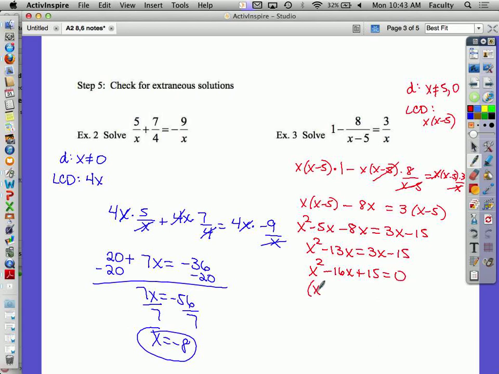And this one worked out pretty nicely. It's x minus 15, x minus 1. So x is 15 or x is 1. Be careful, check your domain. They're both allowable.